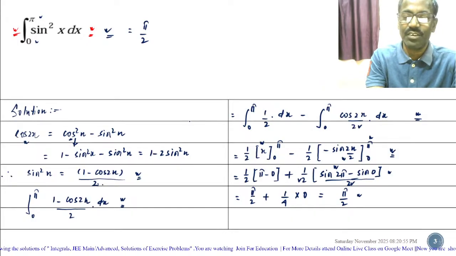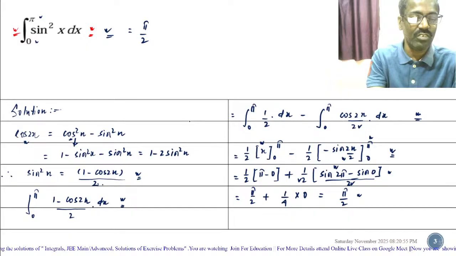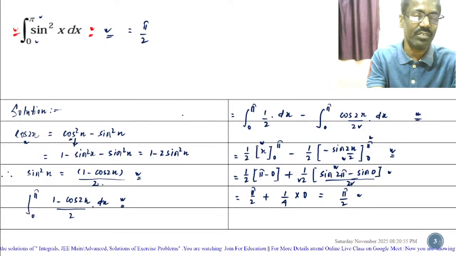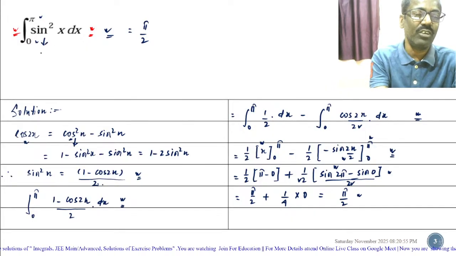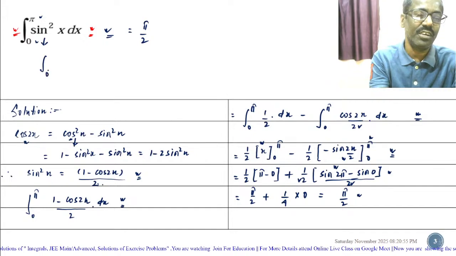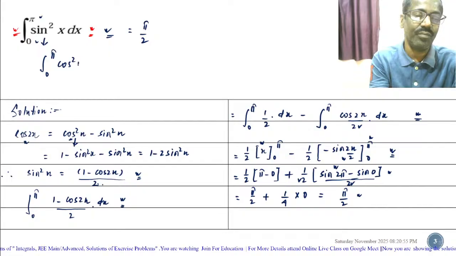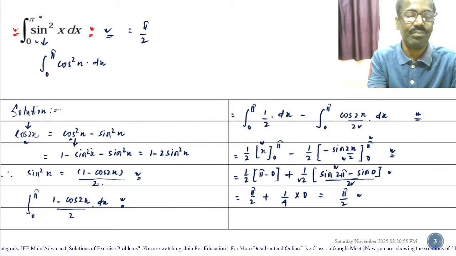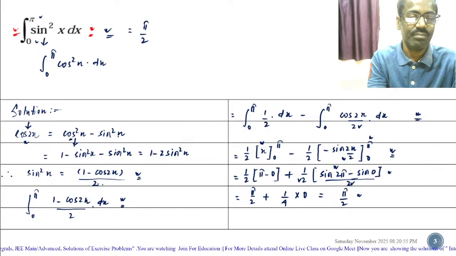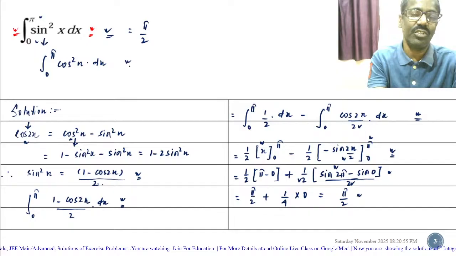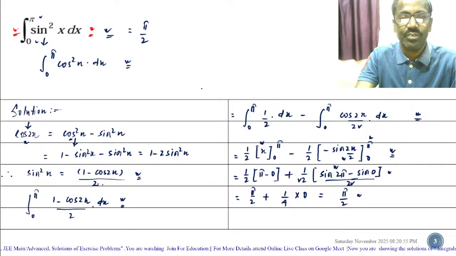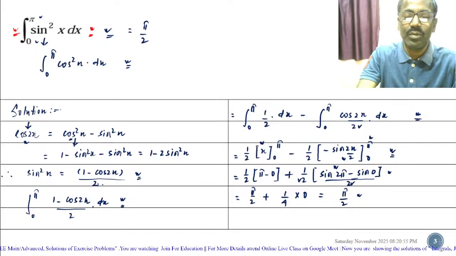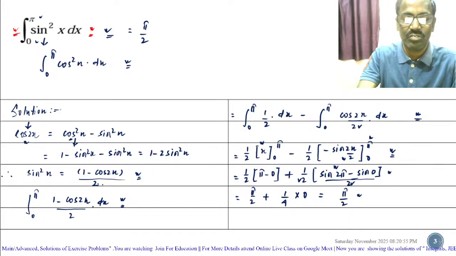This is also a tricky question. This question is based upon cos 2x. If anybody asks what is the definite integral from 0 to pi of cos square x, for this we also recall the cos 2x formula, extend it, and find the value of this one. So hope that there is no problem understanding the solution of this question.